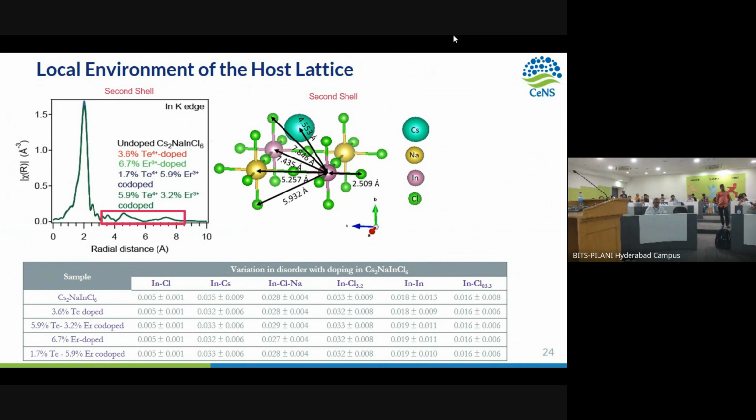Just a very quick follow-up question. Did you also consider the multiple scattering pathways in addition? Of course. Here you see indium, chlorine, indium, cesium. I have shown only the higher scattering path here, but when we are doing the fitting, we of course consider, based on the ranking, all the paths in that region. Excellent.